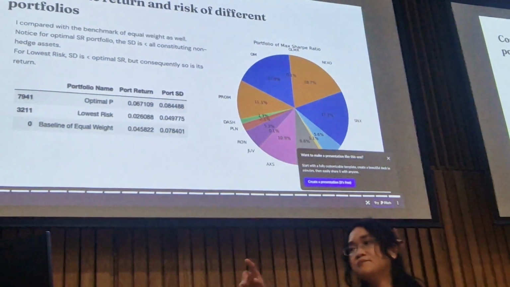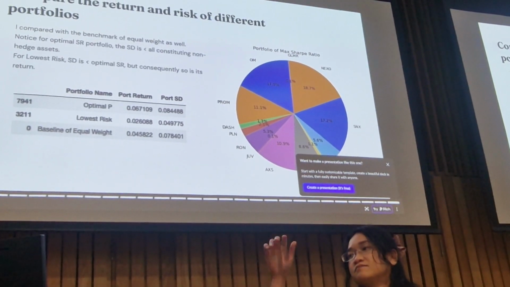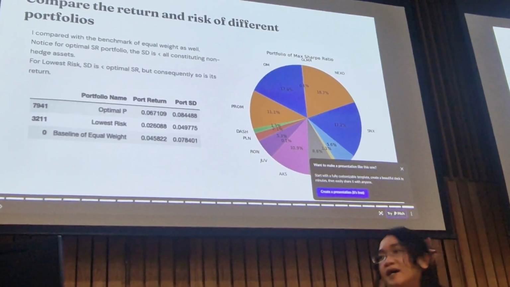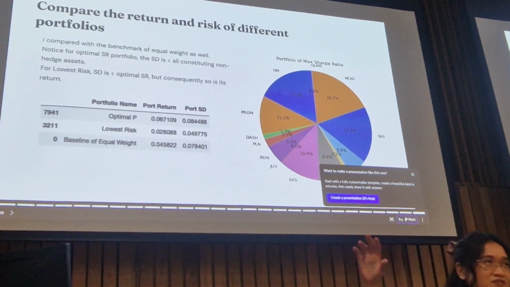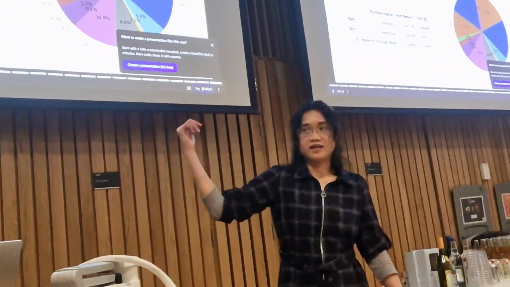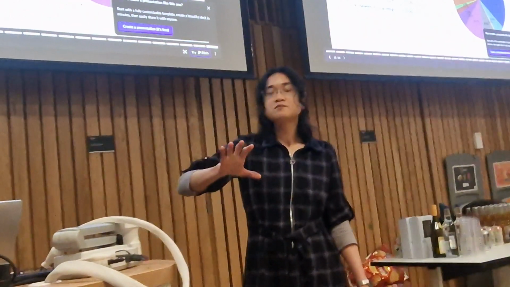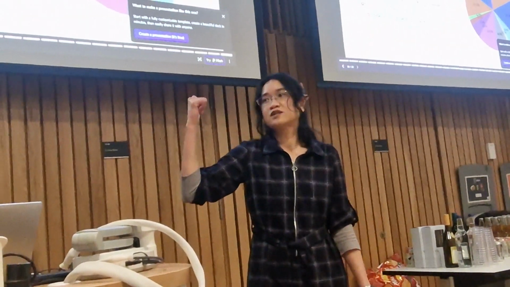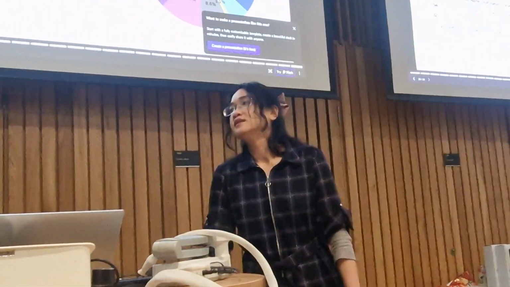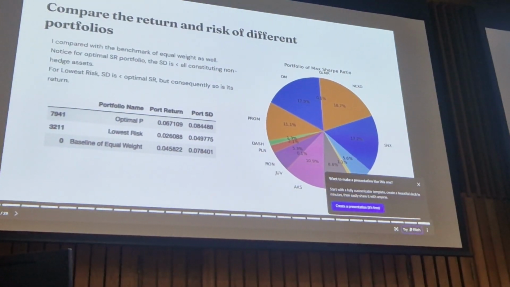For the baseline of equal weights, 1/13 actually has a modest return, lower than the optimal portfolio, and its standard deviation, or its risk, is actually closer to the optimal portfolio anyway. And if you take the lowest risk, that's basically the minimum variance or minimum standard deviation, the return is actually even lower than the risk-free rate. And that's the pie chart to visualize these 13 tokens.